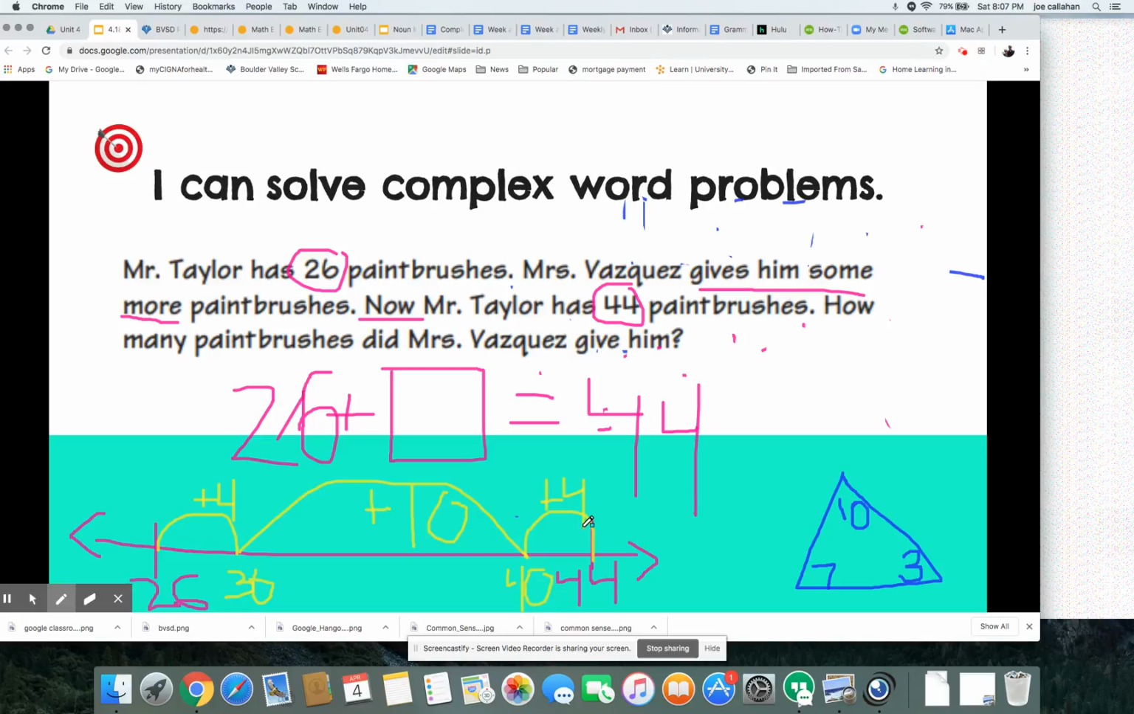How many did we jump up total? 10. And I know 4 plus 4 is a double, that makes 8. 10 plus 8 is 18. So how many paintbrushes did Mrs. Vasquez give Mr. Taylor? 18. That's right, mathematicians. Okay, if you're feeling good about this and you're feeling ready, I have a practice page for you. Coming right up.